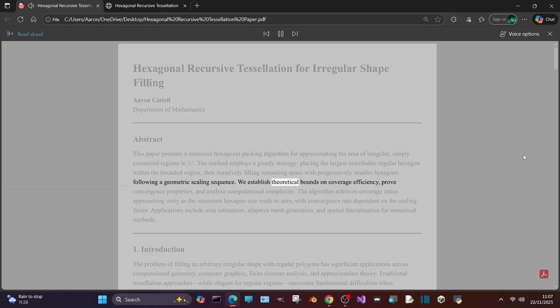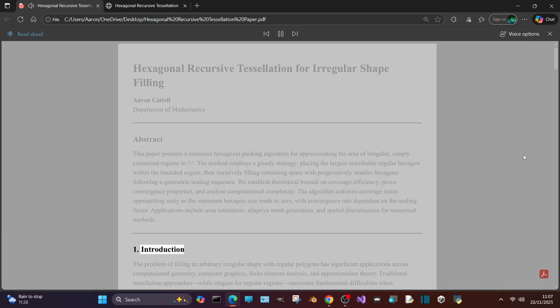We establish theoretical bounds on coverage efficiency, prove convergence properties, and analyze computational complexity. The algorithm achieves coverage ratios approaching unity as the minimum hexagon size tends to 0, with convergence rate dependent on the scaling factor. Applications include area estimation, adaptive mesh generation, and spatial discretisation for numerical methods.